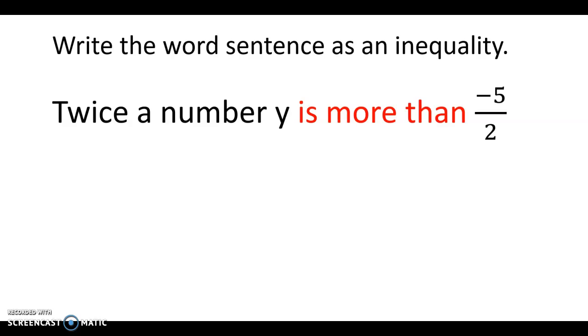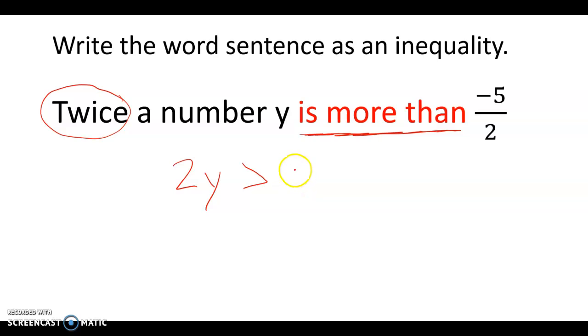Twice a number y. Twice a number y means 2 times y, is more than. If it's "more than," that's greater than, and then -5/2. So 2y greater than -5/2. The key is twice a number is 2 times it. "Is more than," that's the greater than symbol. And if you need to look at that chart, make sure you look at it.